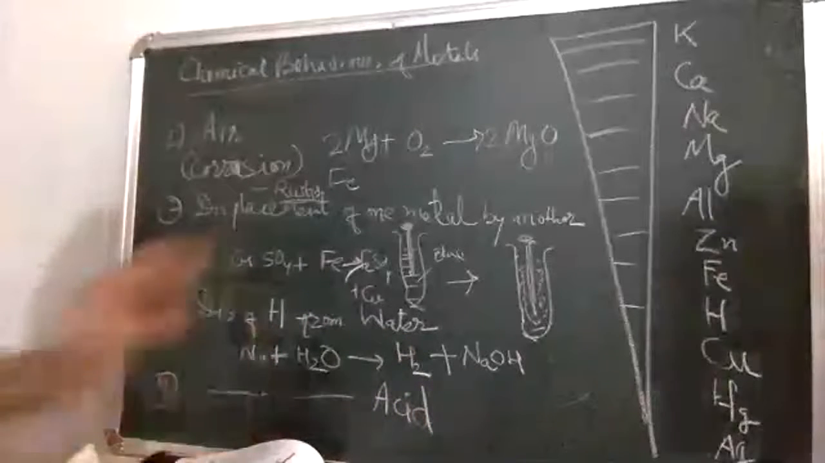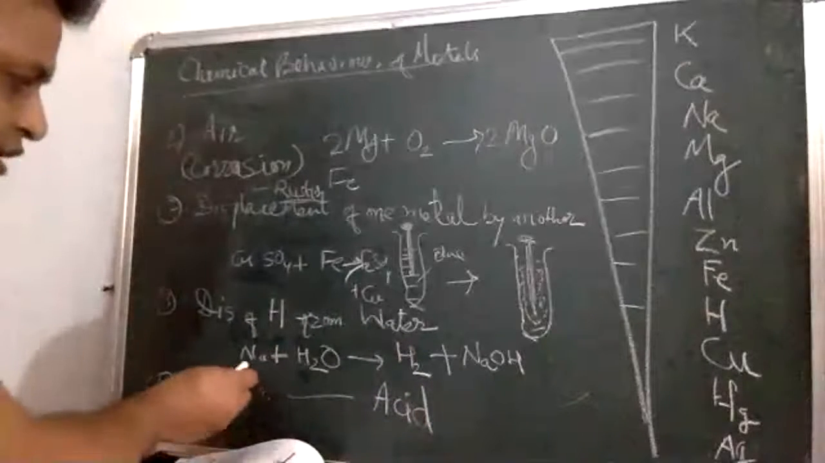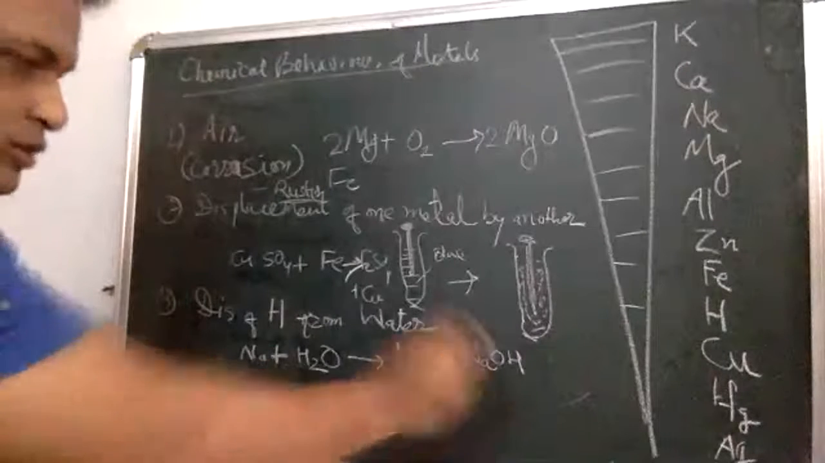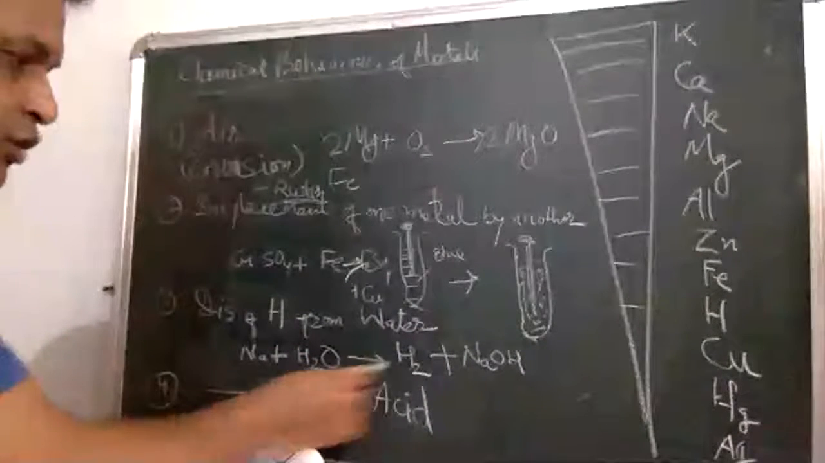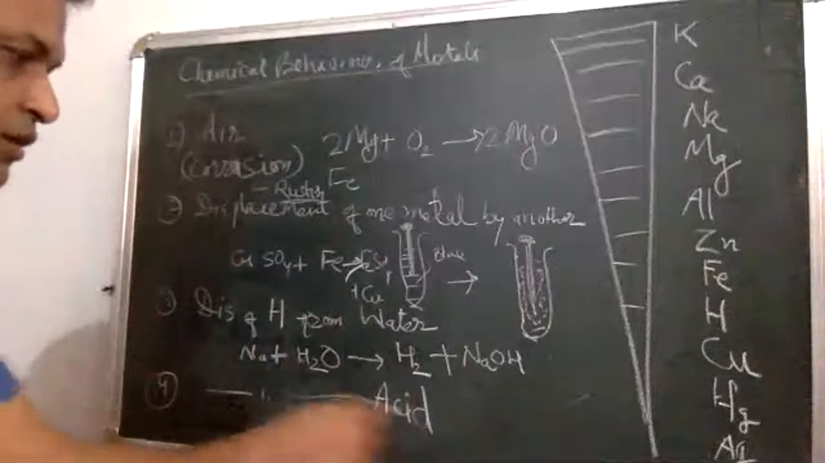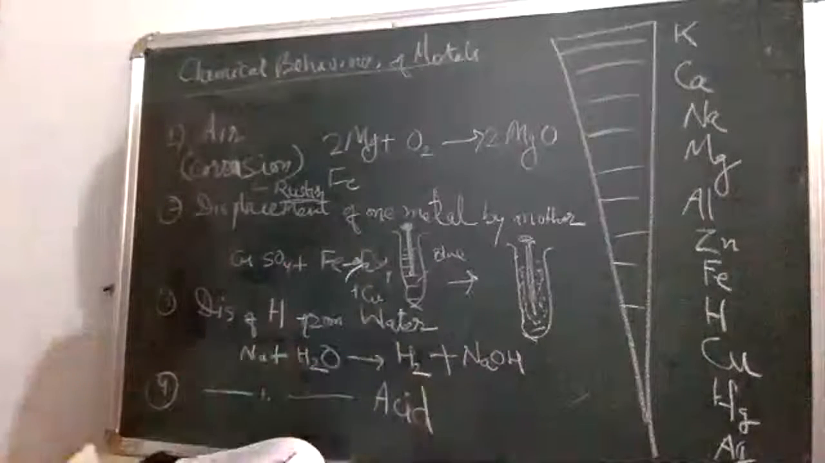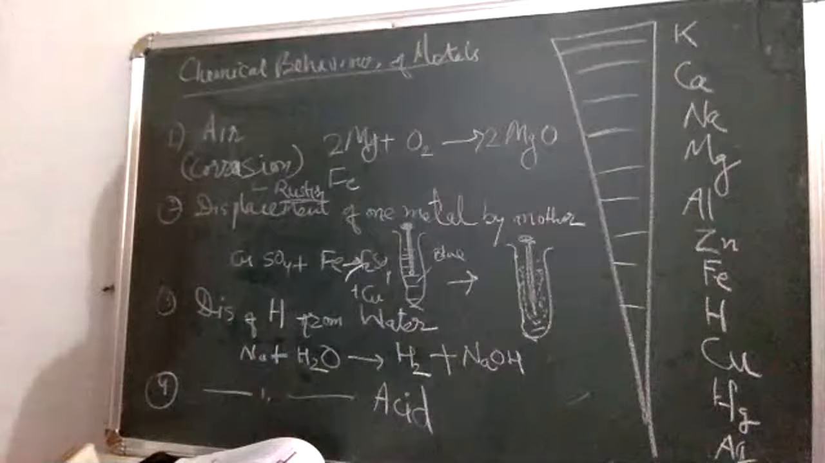If you want to balance this equation, sodium is 1 here, sodium is 1 here, that is okay. Hydrogen is 2, hydrogen is 2 here. O is 1, O is 1. So that is already a balanced equation. Nothing is required there. Got it?